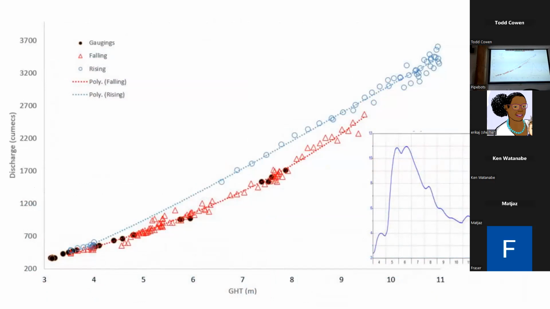In this example, in regards to the imagery measurements, there's a couple hundred camera measurements over 2 flood events within a couple of weeks of each other, both about 10 to 11 meters stage height. We've measured that with a camera from just over 200 to about 3,700 cumecs. The black dots there are the ADCP measurements that we either had in the system already or were able to verify on site.